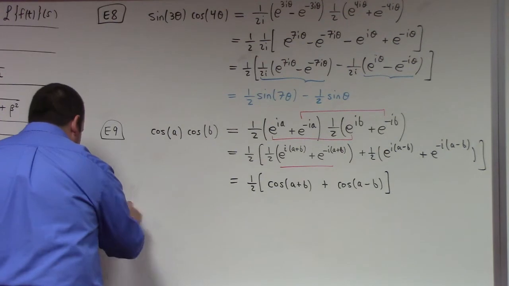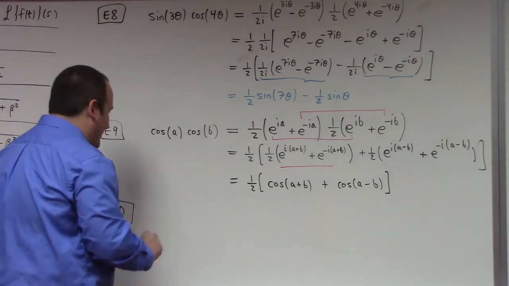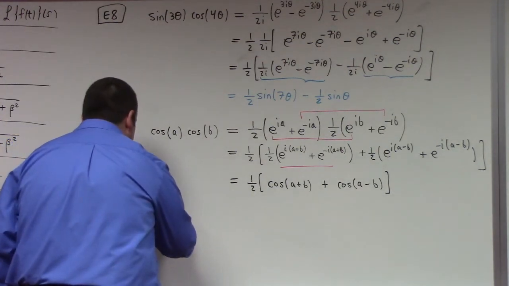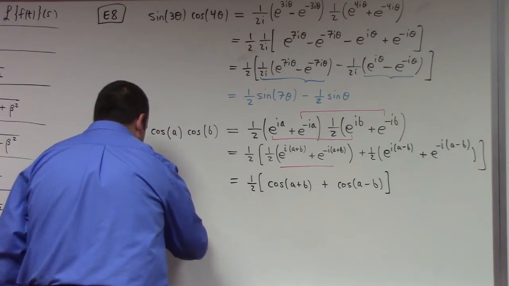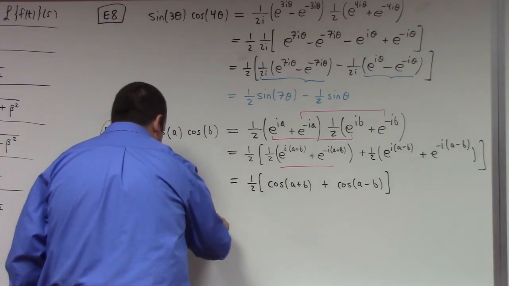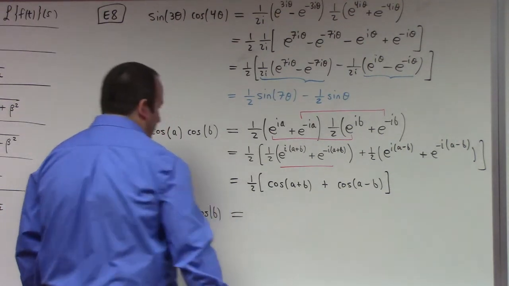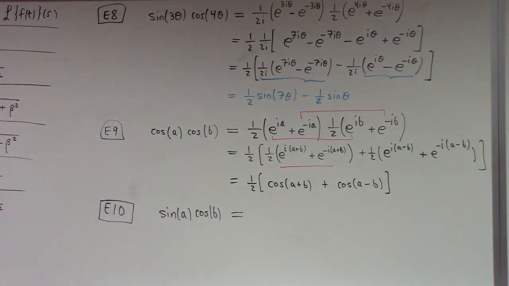Example 10, and then I'll stop this trigonometry refresher. But example 10, what if we had the sine of A times the cosine of B? What would the formula be in that case? I'll give you guys a minute. See if you can work it out.